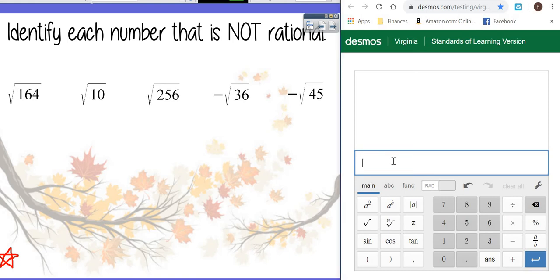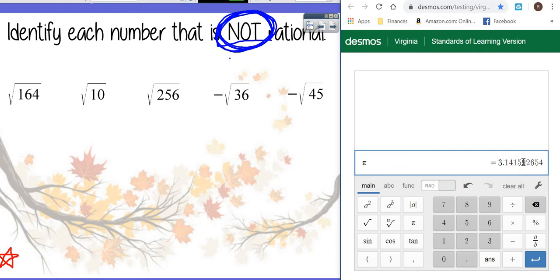Okay, so we're going to go through and identify each number that is not rational. If we're identifying something that's not rational, we're looking for an irrational number, correct? Well, I'm going to go ahead and put pi in my calculator just because I want everybody to see what an irrational number looks like.